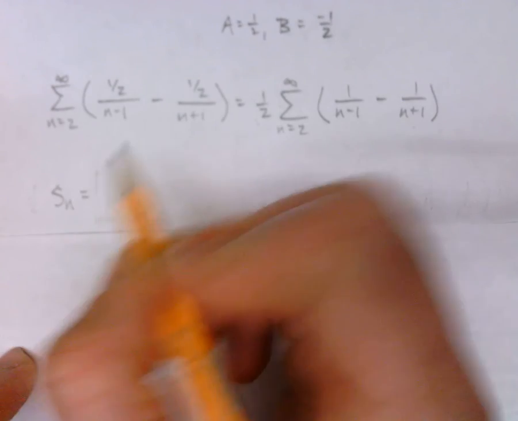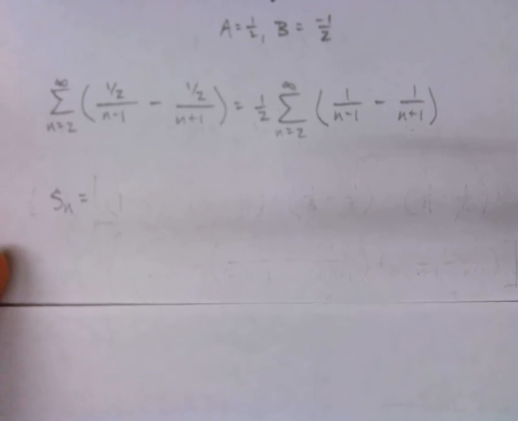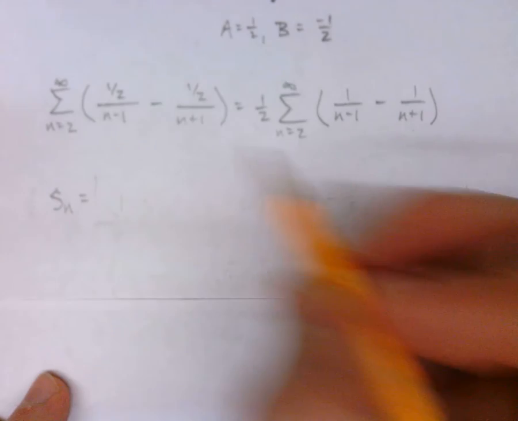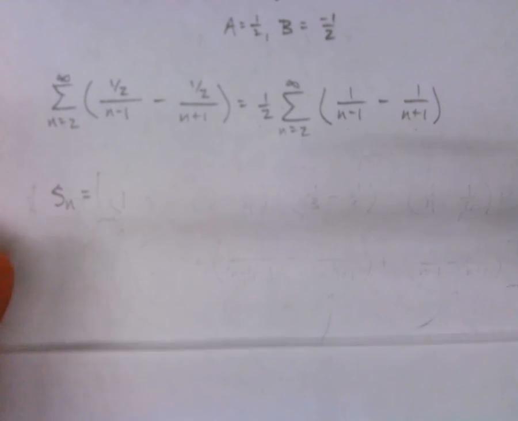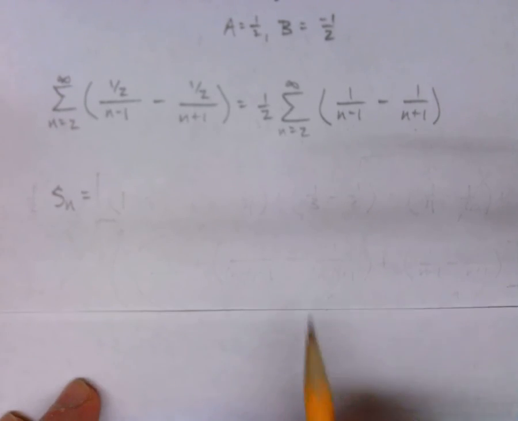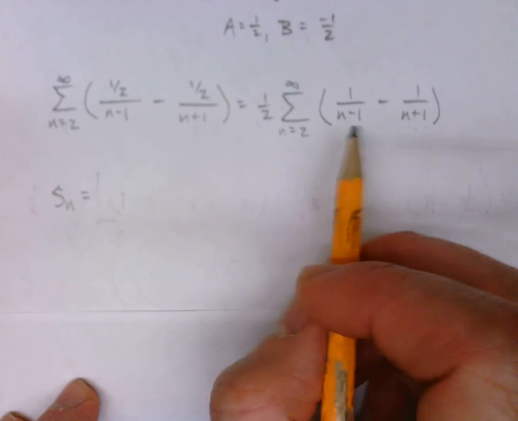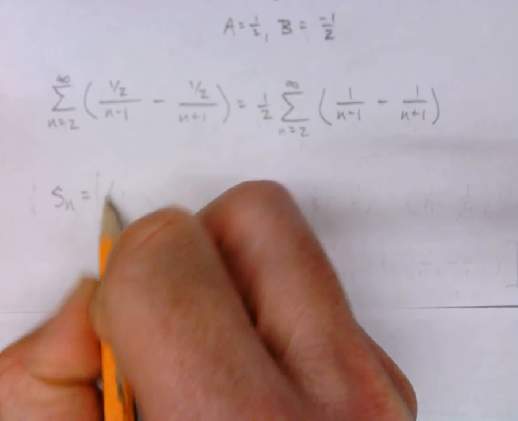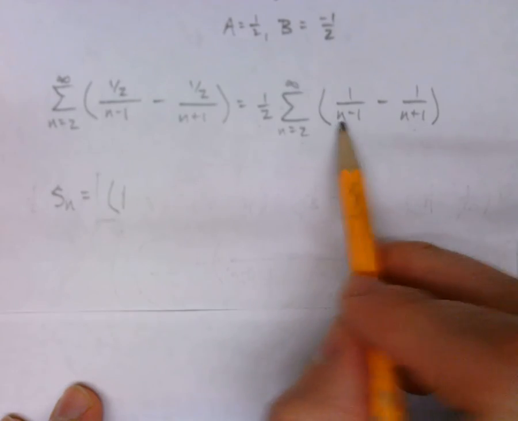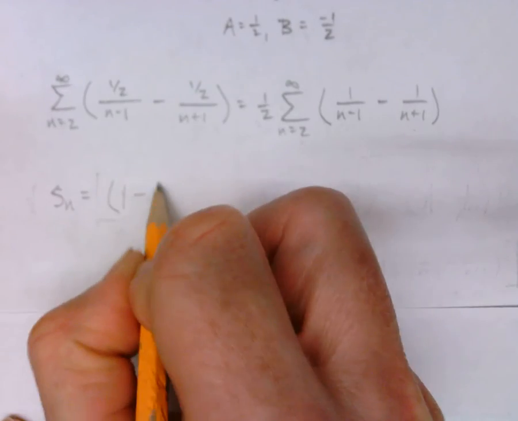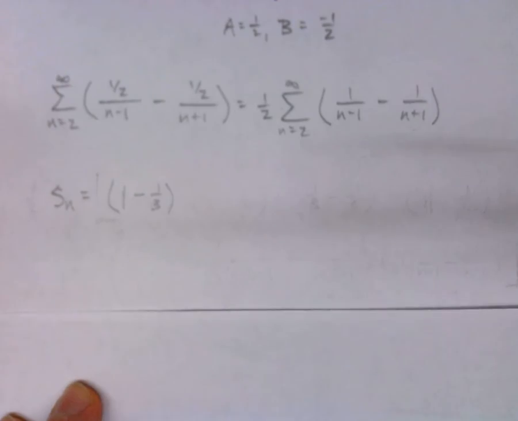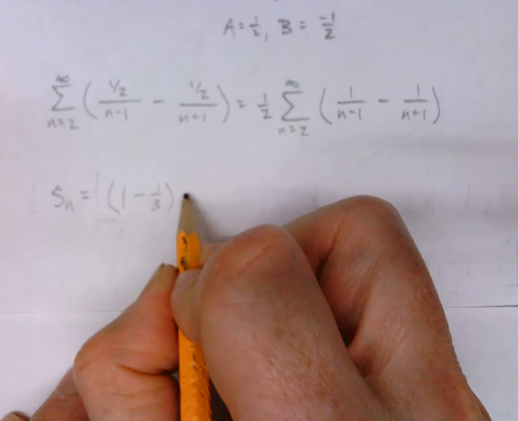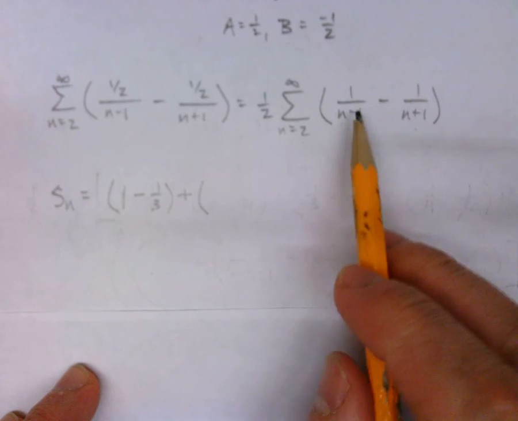So I'm going to put maybe like a big bracket. No, we're good. What's the first term here? Well, it actually started at n equals 2. So plugging in 2, 1 minus 1/3, right? Okay. What's the second term?